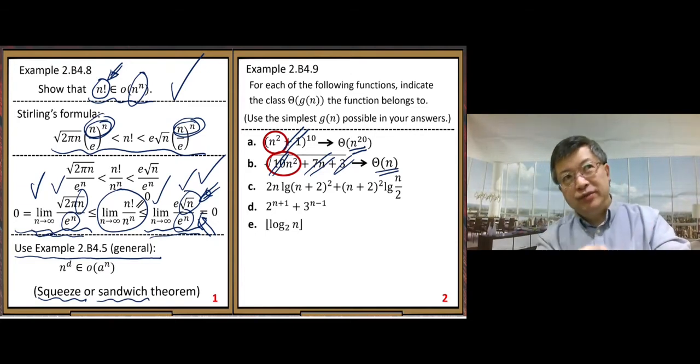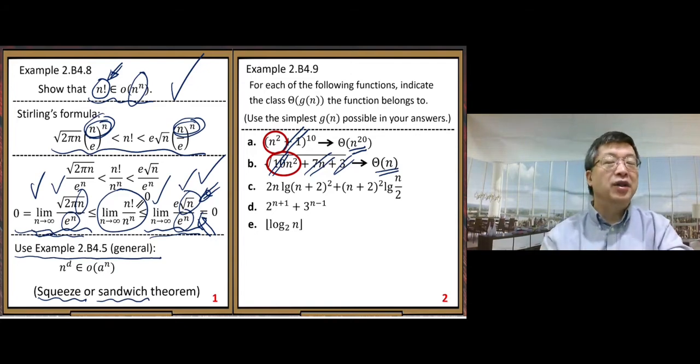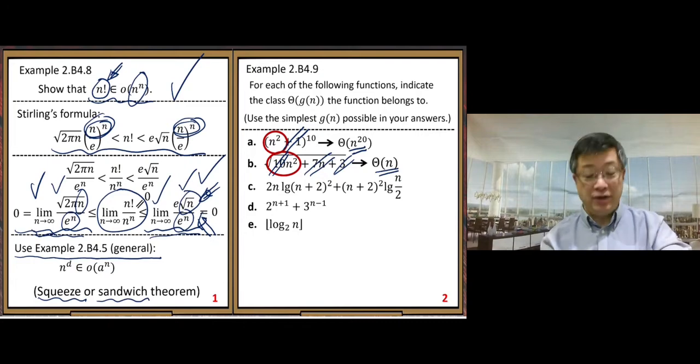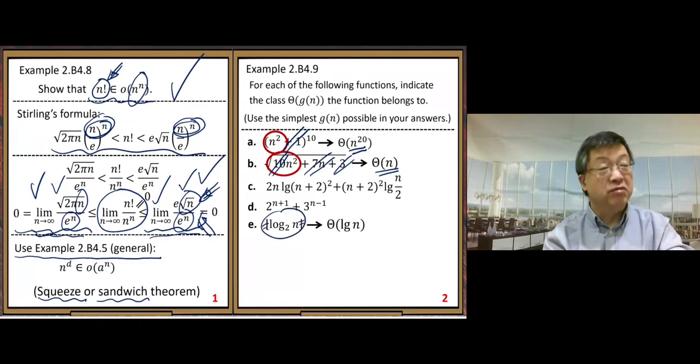Next, I want to work on the simplest one first, so I do not have to follow the natural order. The simplest one, E, is the simplest. Because the floor function, if I remove the floor function, it is less than or equal to, actually less than, the original function.